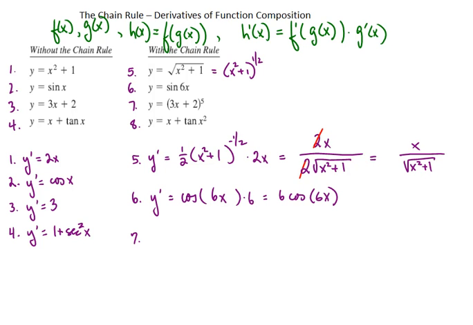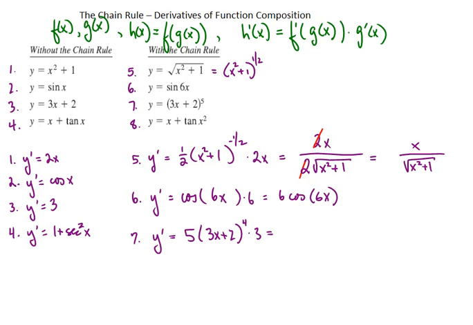With number 7, again, we have 3x plus 2 quantity raised to the 5th power. So our outside function is something to the 5th power, and the inside function is 3x plus 2. How do we find the derivative of something to the 5th power? We bring down the 5. We reduce the exponent by 1. We leave the inside part alone. And then we simply multiply by the derivative of the 3x plus 2, the inside function, and that's 3.